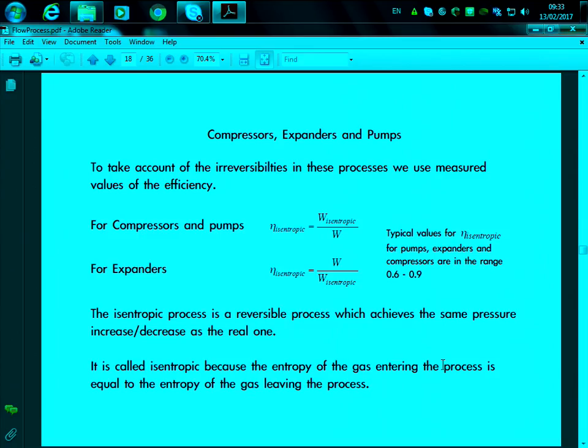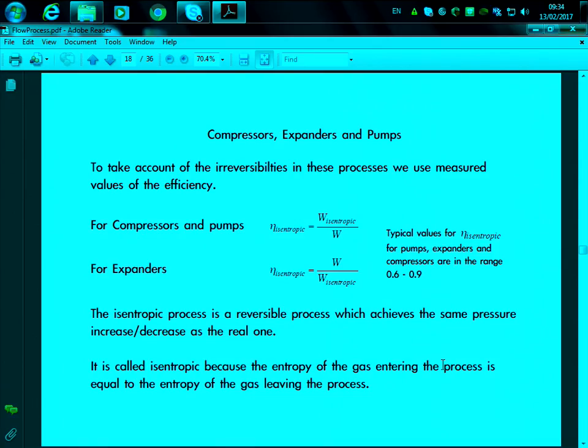The expander actually needs less work to decrease pressure. The expander will produce less work because of efficiencies than what you actually have calculated using isentropic conditions. And the compressor will need more work than what you actually have calculated at isentropic conditions.